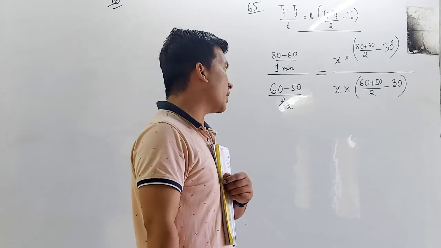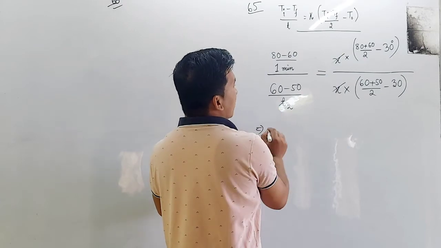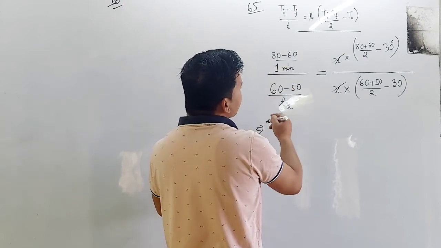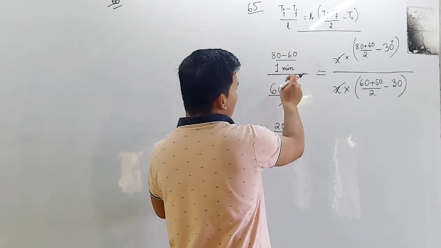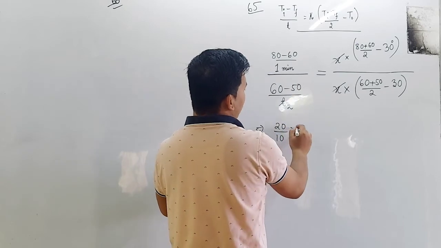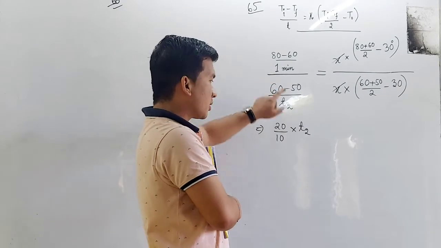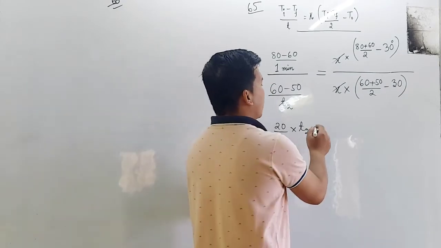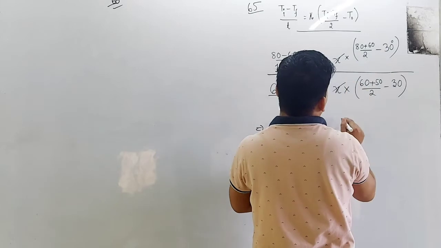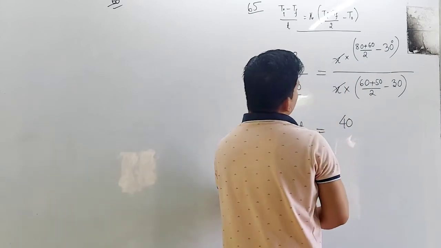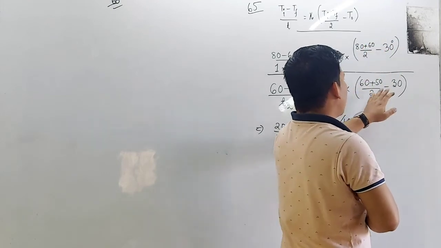The surrounding temperature is the same. So very simply, x can cancel out and we will have 20 divided by 10, 20 over 10, into 2. This T2 will be in terms of minutes. Next, 80 divided by 2 is 40, minus 30 gives 10, and the other term is 25.